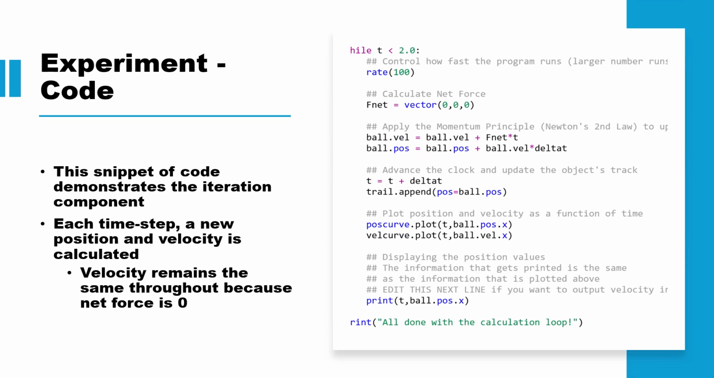This snippet of code demonstrates the iteration component. Each time step, a new position and velocity is calculated. Velocity remains the same throughout because the net force is zero.